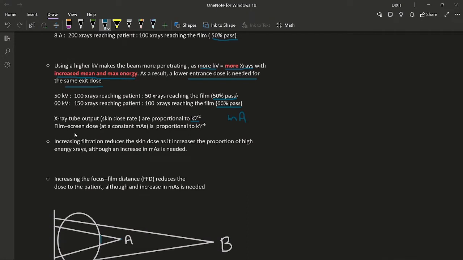Now another thing just to remember is, the film screen dose is proportional to kV raised to 4. So this is the dose at the screen, or at the X-ray film, the dose of X-rays that are reaching the film, and that one is proportional to kV raised to 4.